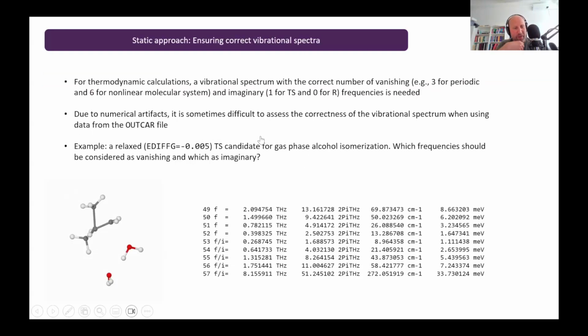Okay, so for the thermodynamic calculations, we need a vibrational spectrum with the correct number of vanishing and imaginary frequencies, right? Due to numerical artifacts, it could happen that the correctness of the vibrational spectrum is difficult to assess. Let me give you an example. This is my transition state candidate for another reaction, gas phase alcohol isomerization. I had hoped that this was very well relaxed, because I used my usual stringent relaxation criterion. Nevertheless, when I performed vibrational analysis and looked at the lowest 8 vibrational frequencies, I saw first of all that there were no vanishing frequencies, and second, that there were 4 imaginary frequencies. So evidently, I could not use this data in thermodynamic calculations, and I would have to do something about that.